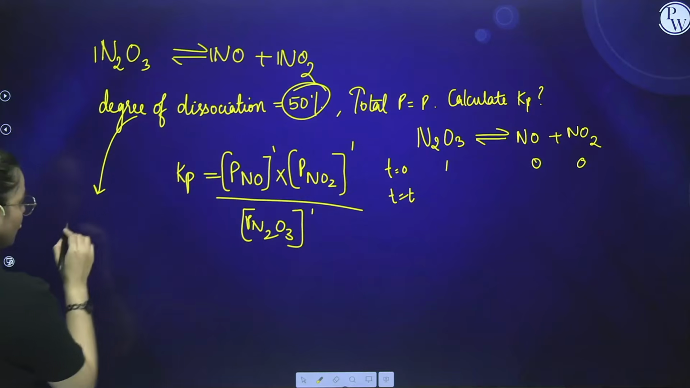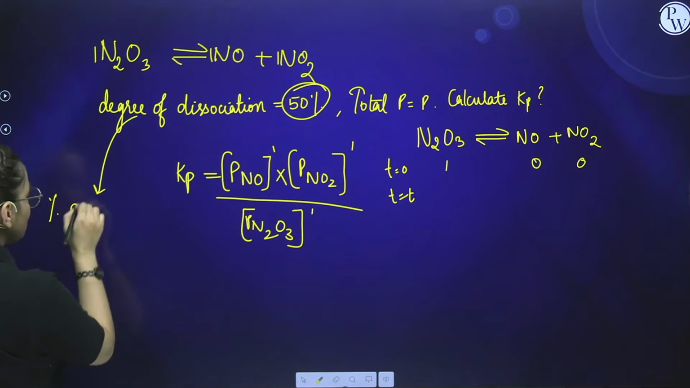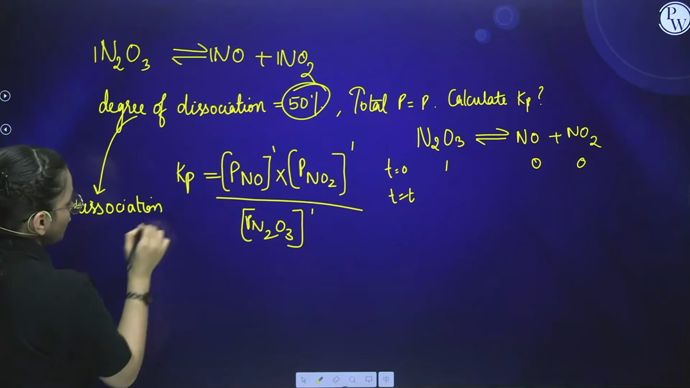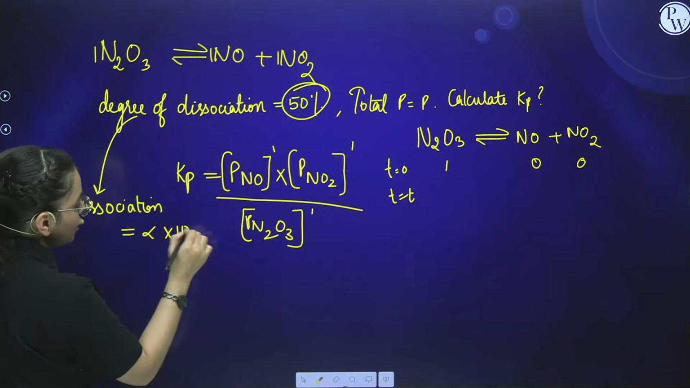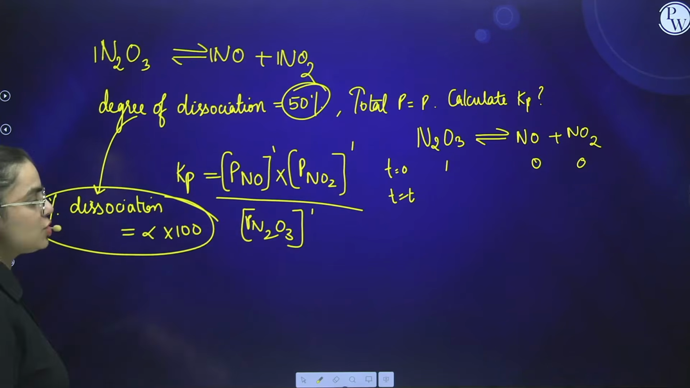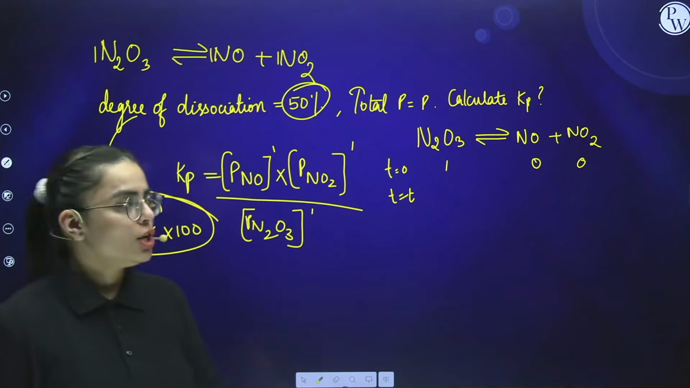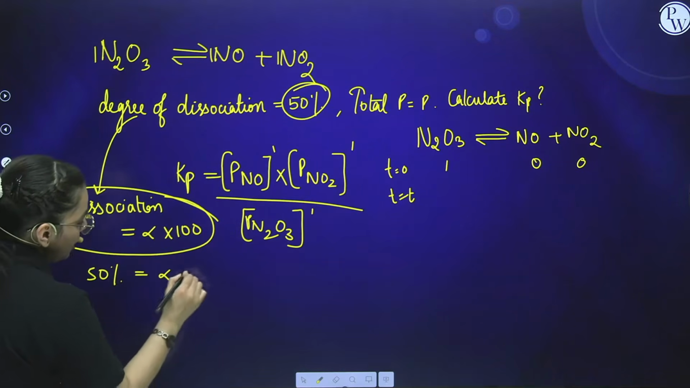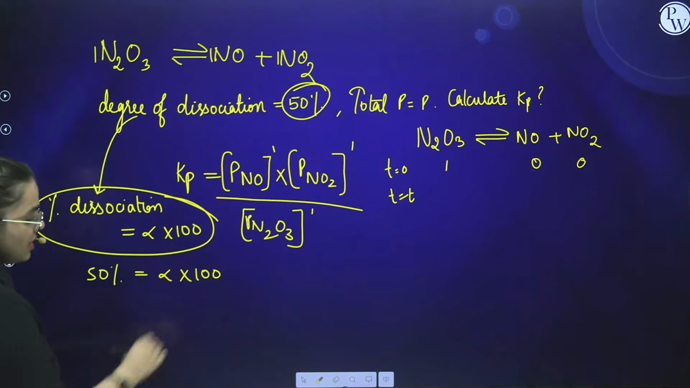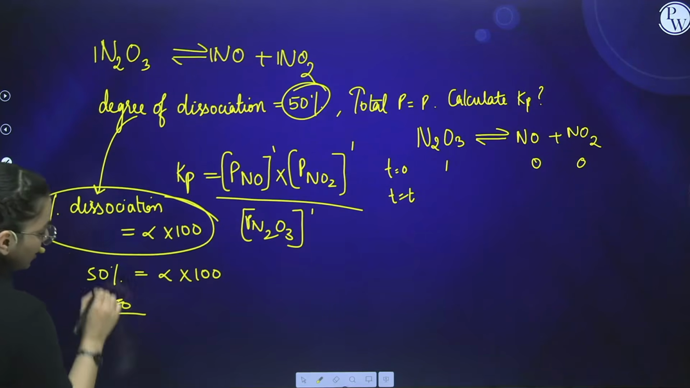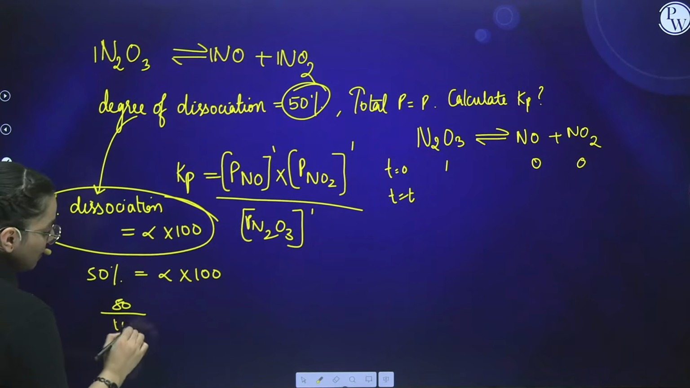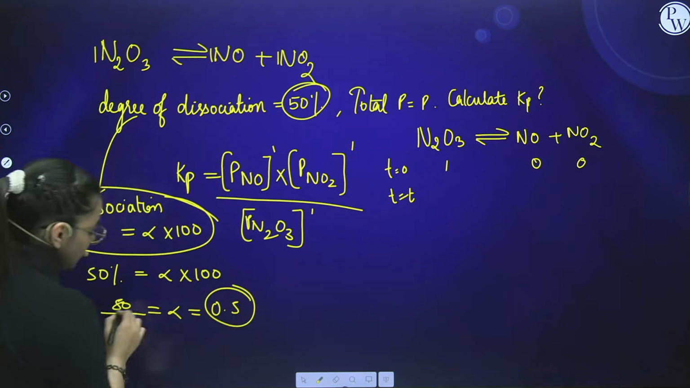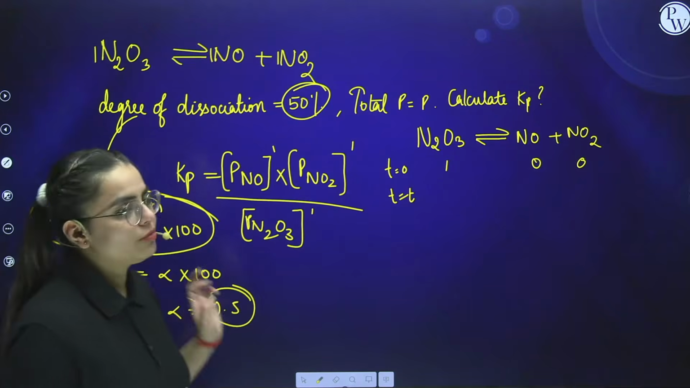First of all, when percentage is given, kindly see. Percentage dissociation is equivalent to alpha into 100. So here we have percentage dissociation as 50%, which is equal to alpha into 100. That means 100 will be divided, because percentage is 50%. So 50 by 100 is going to be alpha. It comes out to be 0.5. It is 50, not 80. Okay, so it is 0.5.